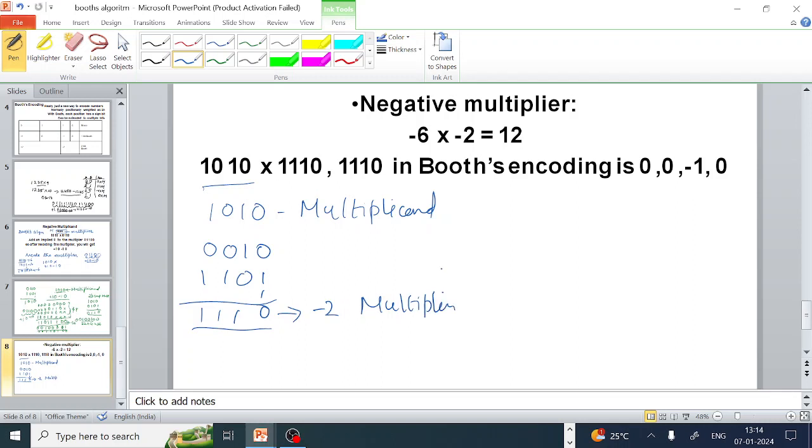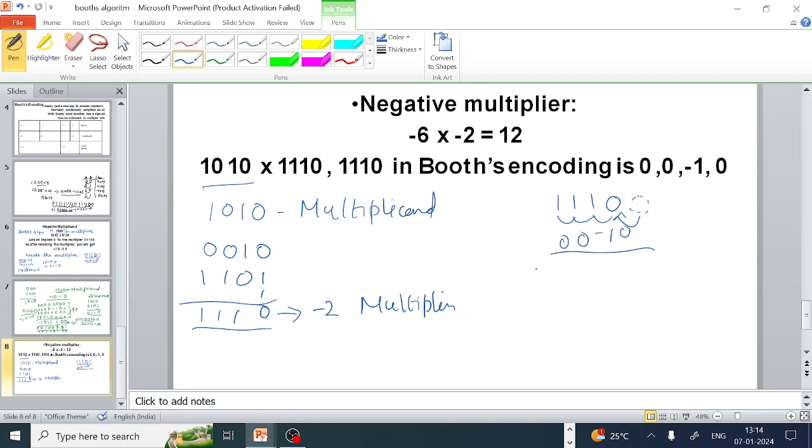Now we are supposed to recode the bits. If I have to recode, always recode your multiplier. Okay, add an implied 0. 0 to 0 is 0. 0 to 1 is minus 1. 1 to 0 is 0. 1 to 1 is 0. 1 to 1 is also 0. So it is 0 0 minus 1 0. So this is my recoded bits.